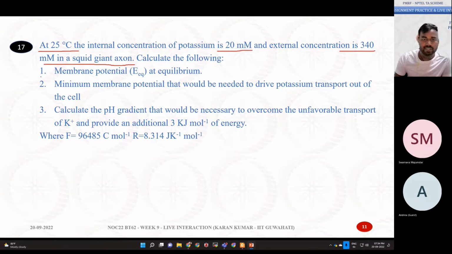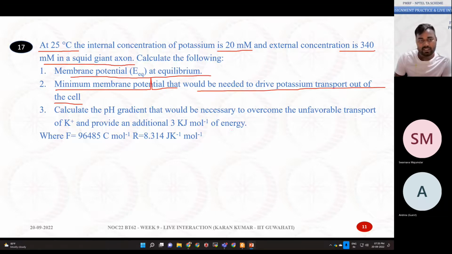This question has three parts. First part is to calculate the membrane potential at equilibrium. Second part is the minimum membrane potential that would be needed to drive the potassium transport out of the cell. And third is to calculate the pH gradient that would be necessary to overcome the unfavorable transport of potassium and provide an additional 3 kilojoule per mole of energy.